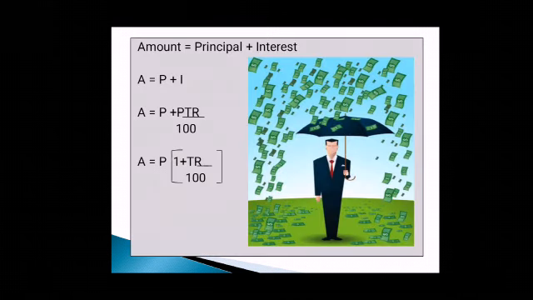Amount equal to principal plus interest. A equal to P plus I. In short form, we can write the formula like that. And in place of I, if you write PTR by 100, then A equal to P plus PTR by 100. A equal to P into 1 plus TR by 100.